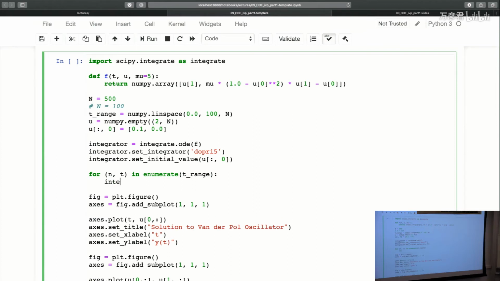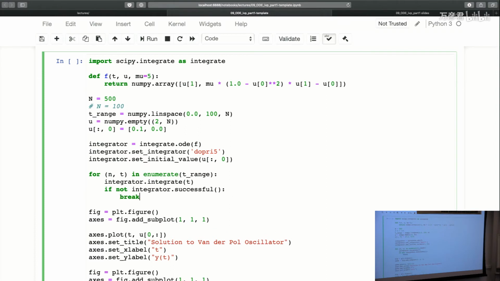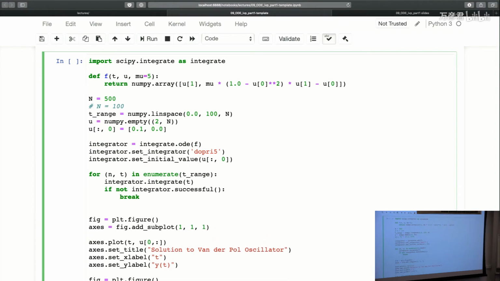So each time I want this to integrate, we say integrator integrate, a little bit of a mouthful, to the time that I want. And it can fail, so we're going to make sure that it doesn't. So we ask it if it was successful. And if it wasn't, we break, and we can handle that. If not, we're going to put the new solution into u.